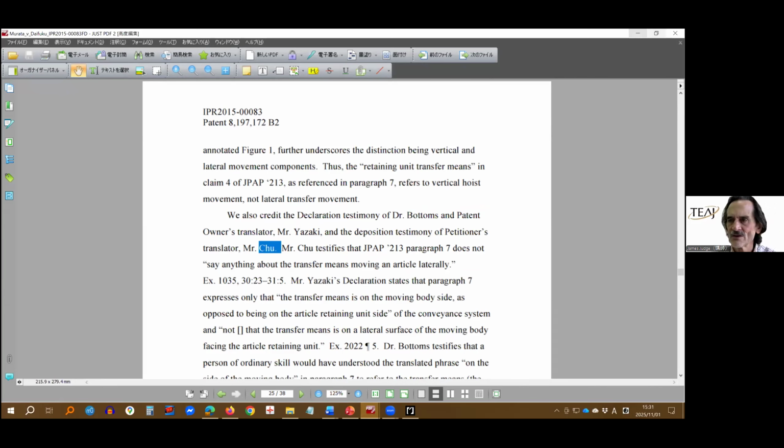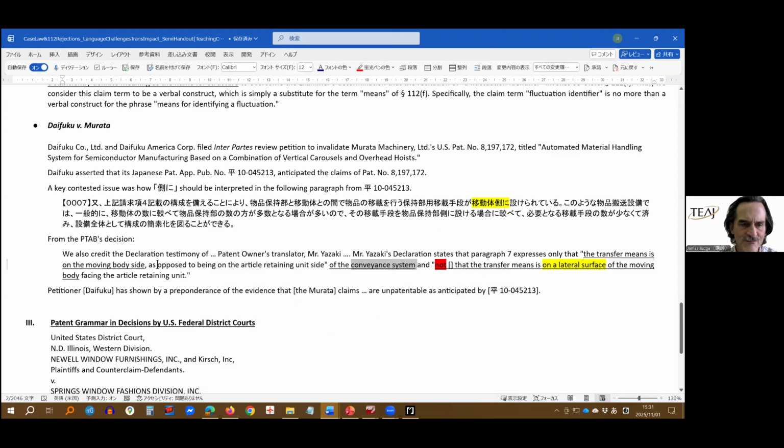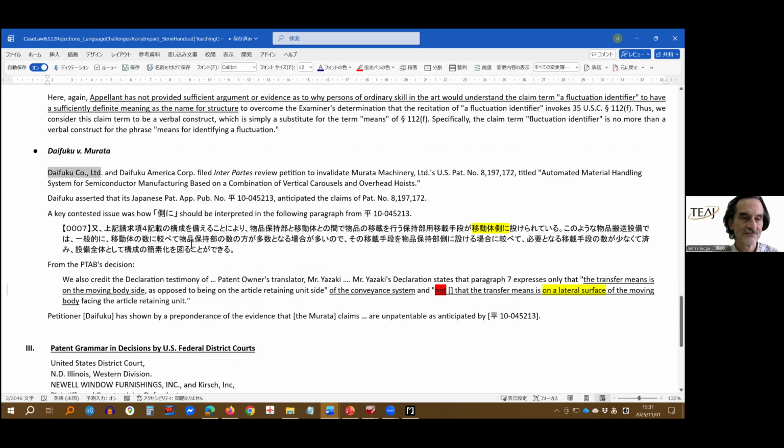Anyhow, it's interesting that the whole issue of anticipation hinged on this one question, and because the translator's declaration was entered into the record and submitted as evidence, Daifuku prevailed and they won and were able to invalidate Murata's patent.